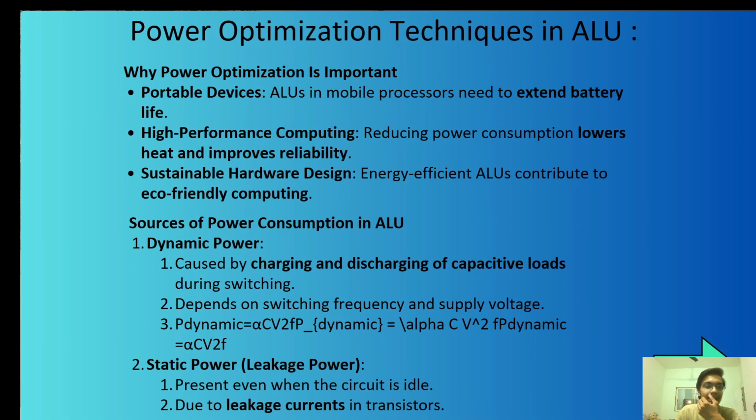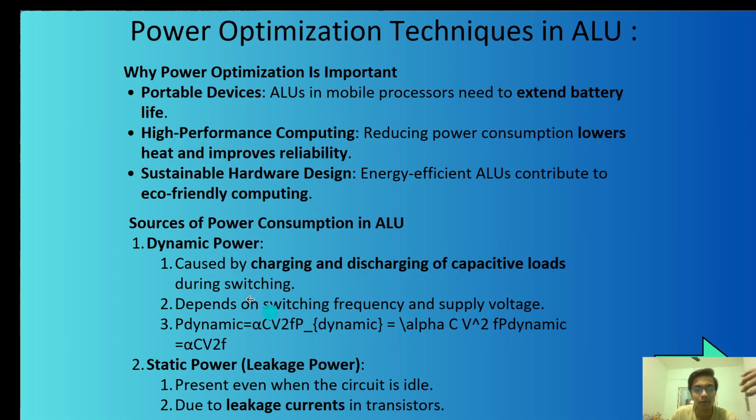Power consumption techniques. We know we need a high-performance mobile. In a mobile phone, we use a processor which uses an ALU, and we also need good battery life. So we need to do some power optimization so that it uses less power. We need high performance with less heat and good power backup. So power optimization is necessary.